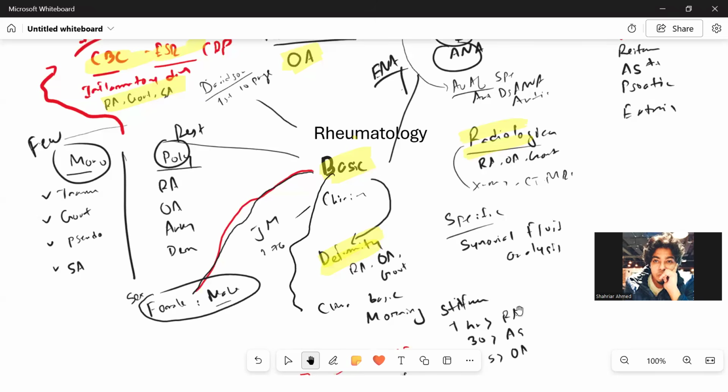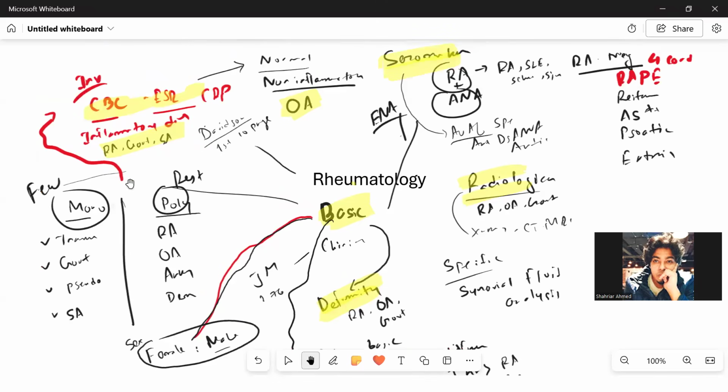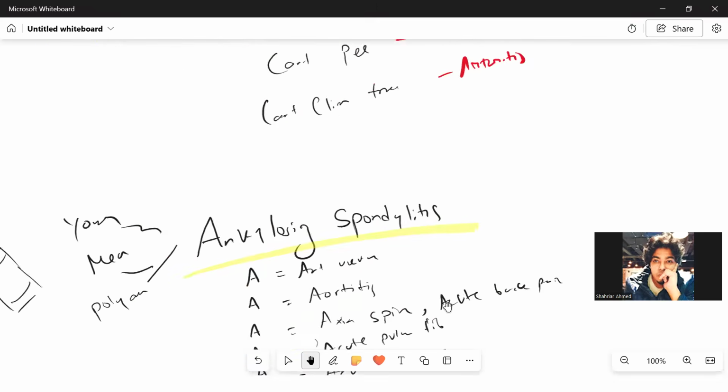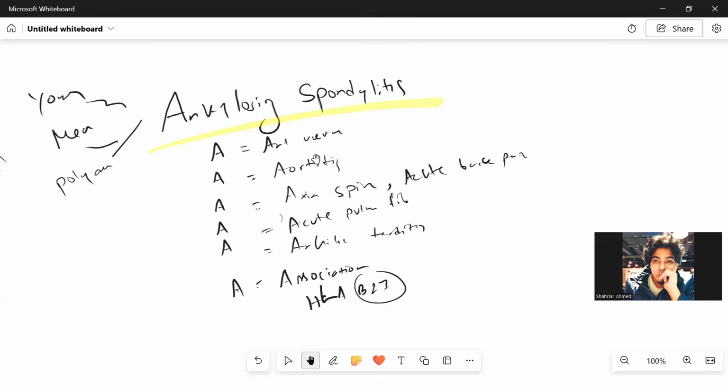All right, my dear. Morning stiffness more than 1 hour, rheumatoid arthritis; more than 30 minutes, ankylosing; and just like 5 minutes for osteoarthritis. So they will tell you this duration thing. These basics we have read earlier: mono, poly, single joint, multi, inflammatory, non-inflammatory, seromarker, and seronegative, we are already going through. Then radiological differences we have seen, and a special one is screening with synovial fluid analysis. And the special thing we're learning is ankylosing spondylitis, which we're going through and about to finish.